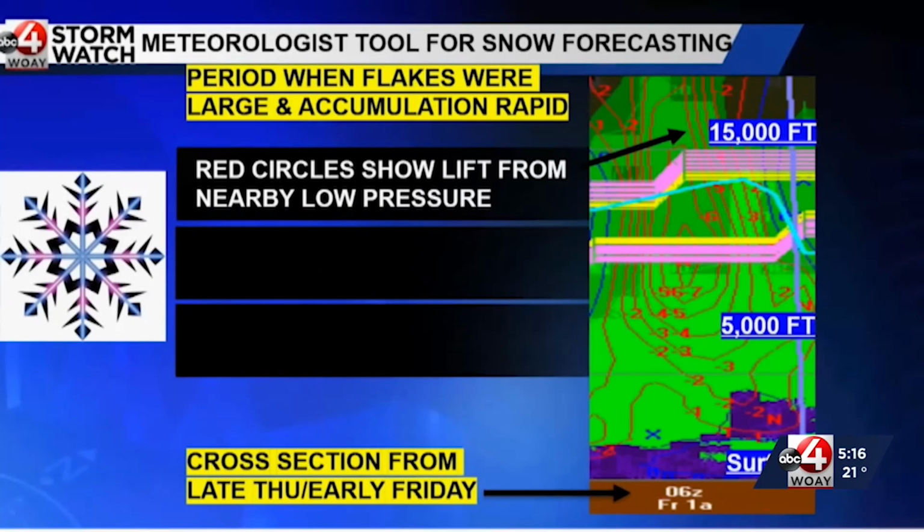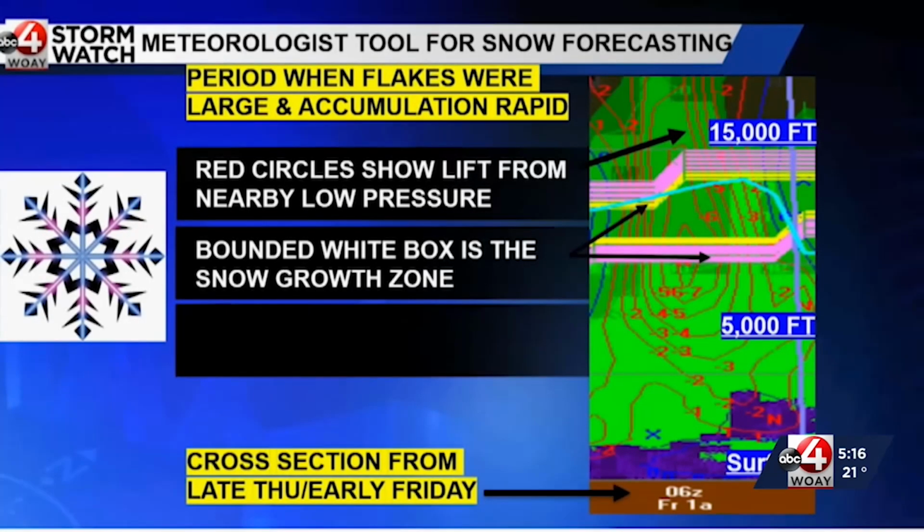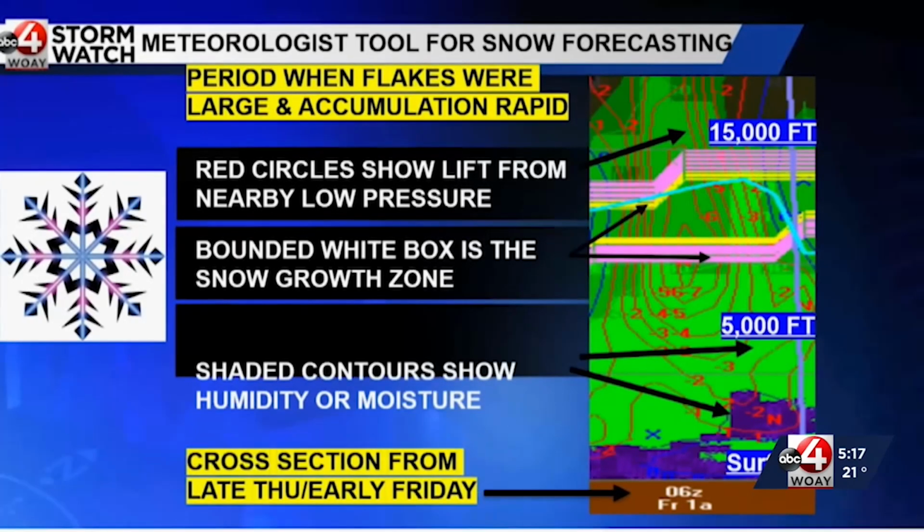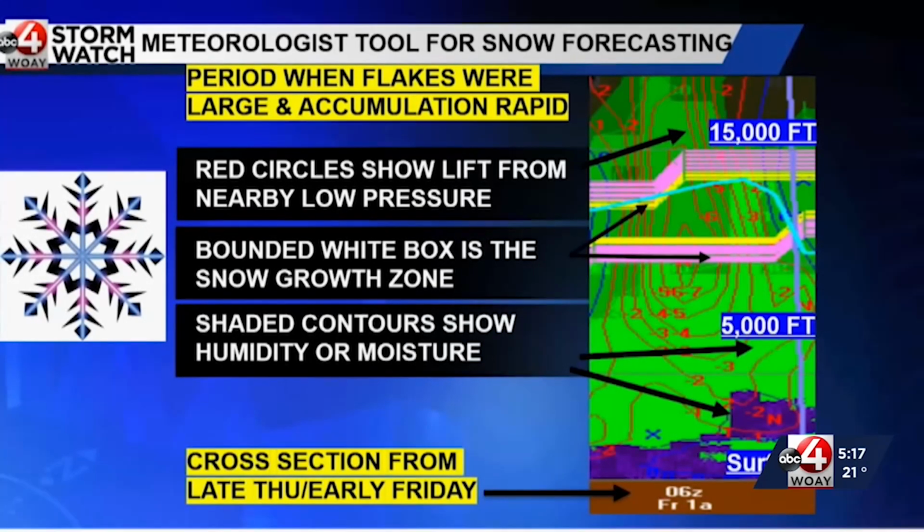First of all, the red lines are where you have the maximum lift, or air rising, throughout the atmosphere. And then that contoured, shaded, bound white area is the dendritic snow growth zone. That's where you're going to get your large snowflake production. And notice we have a lot of lift in that dendritic snowfall growth zone. And then you have the humidity contours. The darker blues indicate where you have the most moisture. So we have a decent amount of moisture in the dendritic snowfall growth zone.